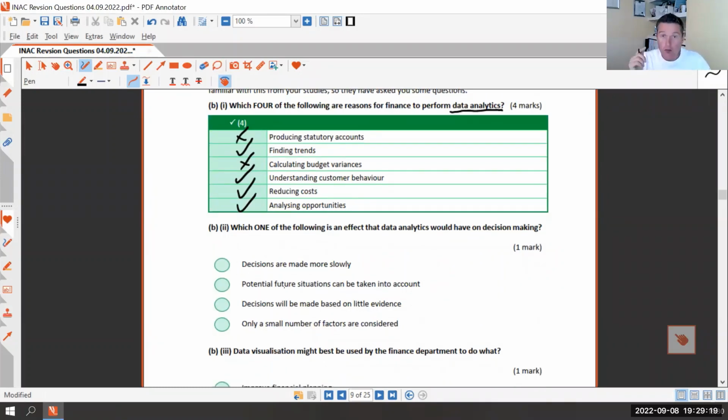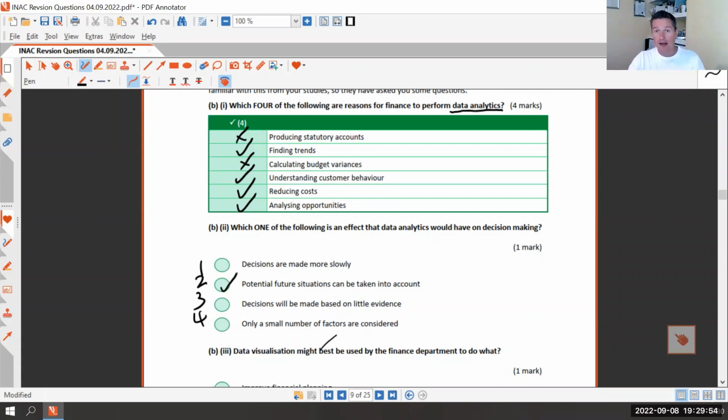Cool. Right. Which one of the following, I'll ask you, but then I'll go through them all anyway. Which one of the following is an effect that data analytics would have on decision making? One of these, and what effect would it have on decision making? Decisions more slowly, future information, decisions based on little evidence, and small number of factors that are considered. Any other advance on Paul's number 2? Yeah, it is number 2. But we'll go through them. Decisions made more slowly. No.